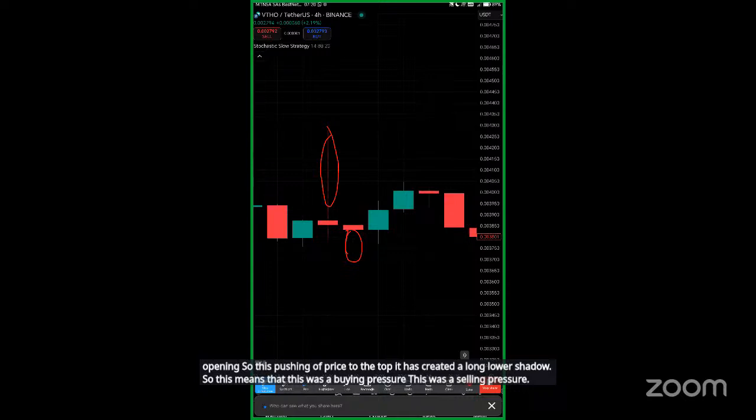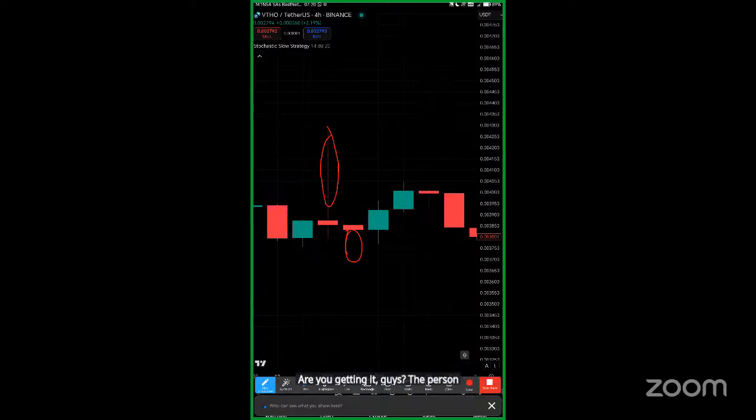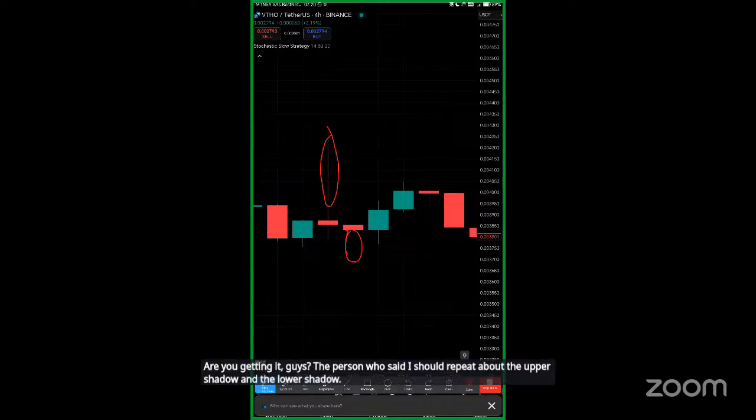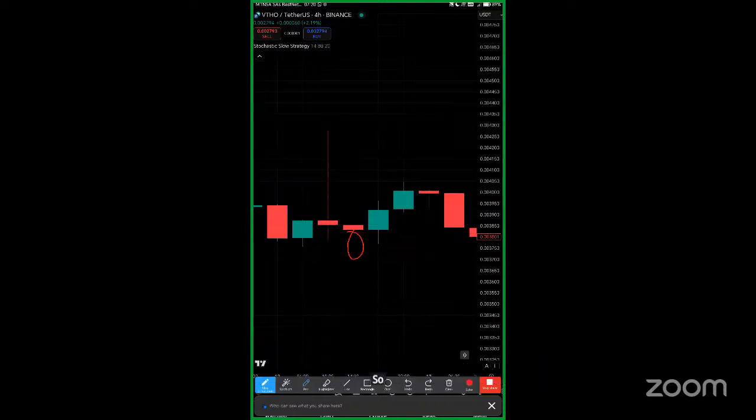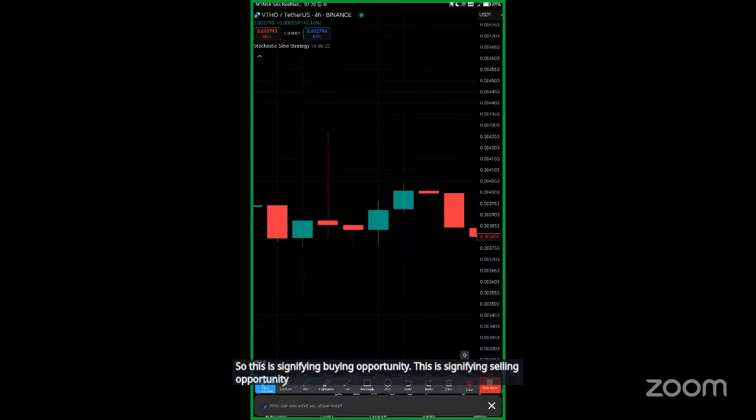Are you getting it, guys? The person who said I should repeat about the upper shadow and the lower shadow: this is signifying a buying opportunity, and this is signifying a selling opportunity. That's what it means when you see shadows like this.